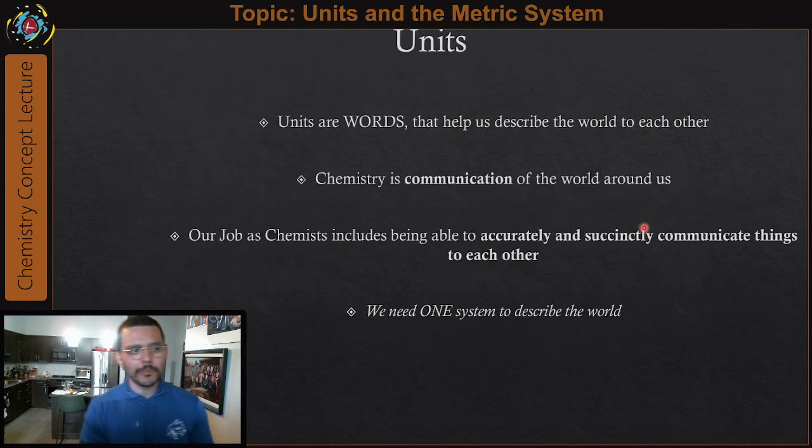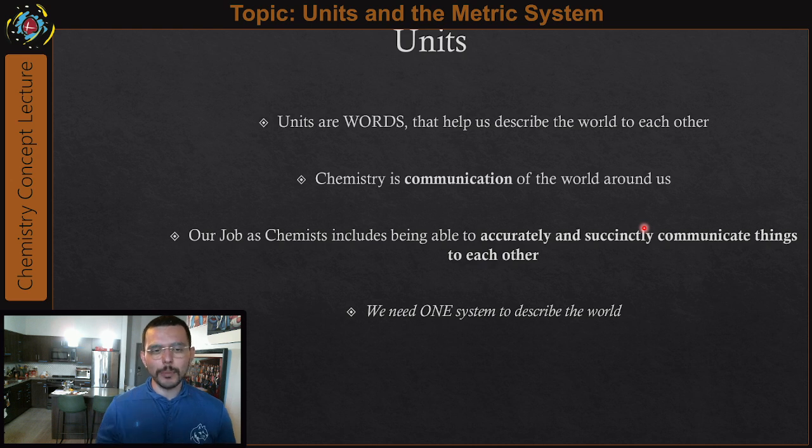So overall, units are words that help us describe the world to each other. This is important because chemistry is communication of the world around us, so we need to be accurate. Our job as chemists is to accurately and succinctly communicate the world to each other. So all that comes together, and scientists said we need one system to describe the world so that we can more accurately and succinctly report our measurements.